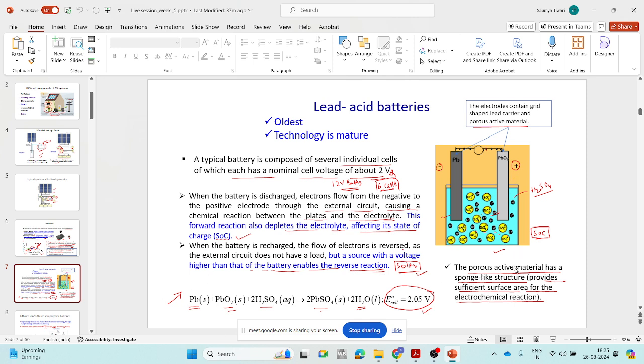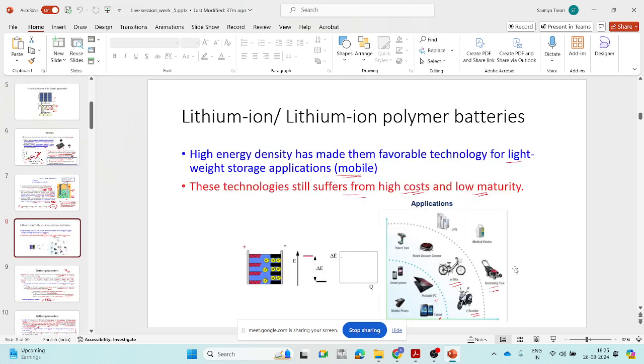And so moving on to the next. If you are taking a high energy density material for the electrode, what it will favor is that we will get lightweight storage applications, like we can use it in lightweight storage applications like your mobile. So a higher energy density electrode material helps in having lightweight batteries for your lightweight storage applications.